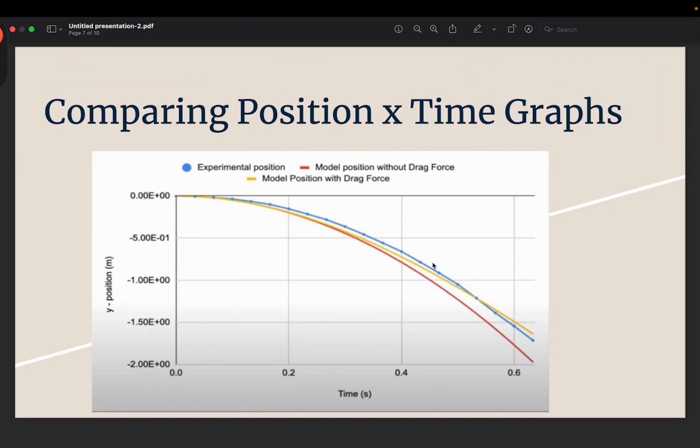Here, we can compare the position and time graphs for the experimental position, the model position without drag force, and the model position with drag force. We can clearly see how the model position with drag force is closer to the experimental position than the model position without drag force. This makes sense as real conditions would include drag force. The model without drag force drops at a faster rate compared to the other two.